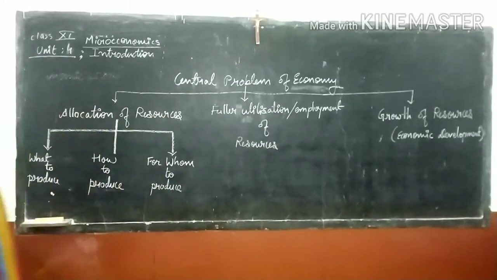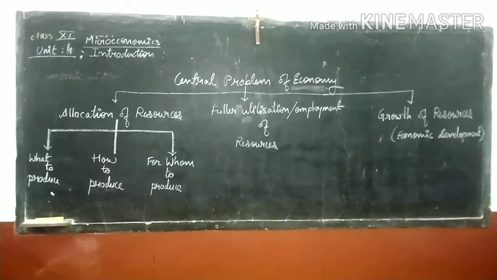What is the meaning of allocation of resources? First we should discuss this. Allocation of resources means that the available resources in the society may be used to produce various commodities for different groups and in a different manner, in such a manner that we can fulfill our priorities, our preferences. It requires that decisions regarding the following should be made.